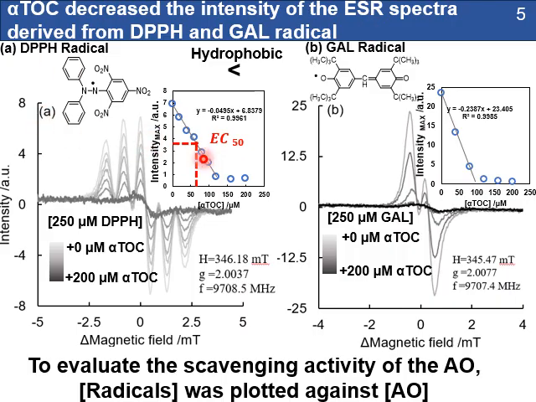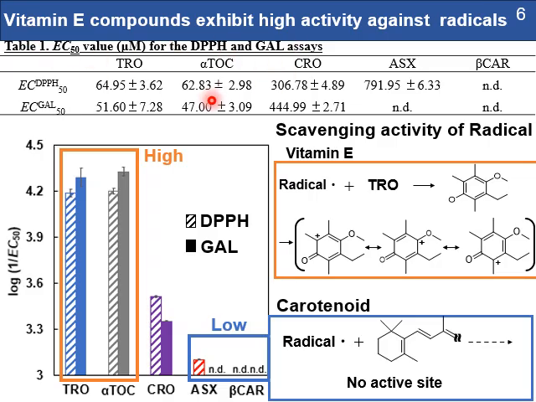To evaluate the scavenging activity, we calculate the EC50 value. EC50 represents the concentration of antioxidant required to reduce the initial radical amount by half. These are the EC50 values. Please take a look at the graph, which shows the logarithm plot of the inverse EC50.